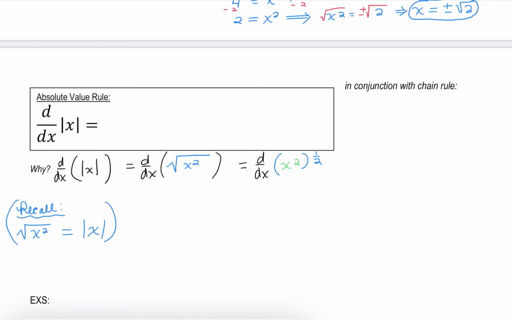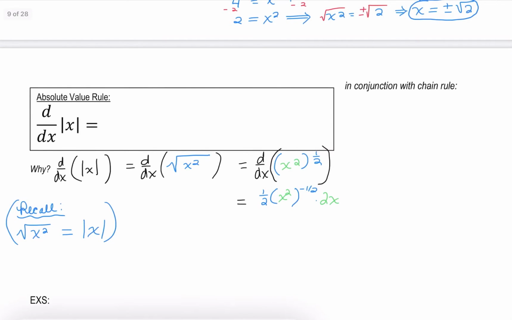All right, so we're taking this derivative and we are going to apply chain rule. So by chain rule, we are going to say that that is going to equal 1/2, and we're going to say inside left alone here. So 1/2 inside left alone, now to the negative 1/2 power, and then by chain rule times the derivative of the inside, so times that 2x.